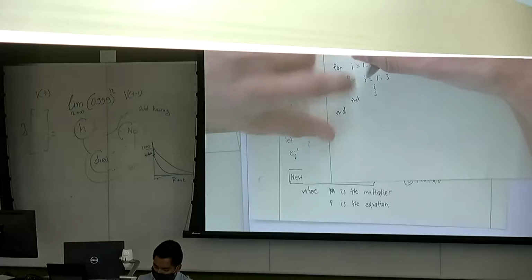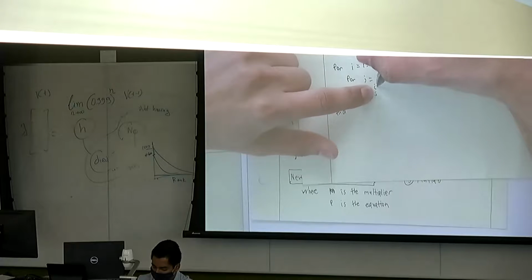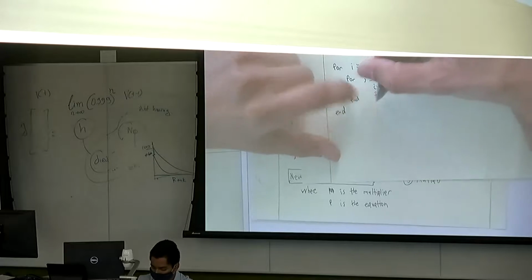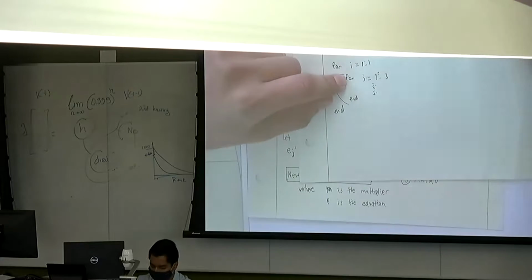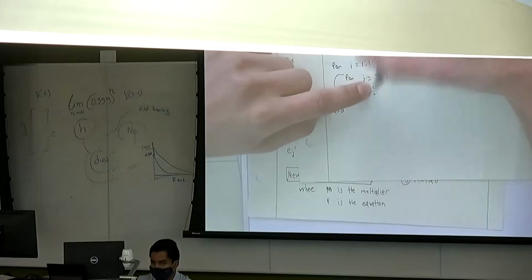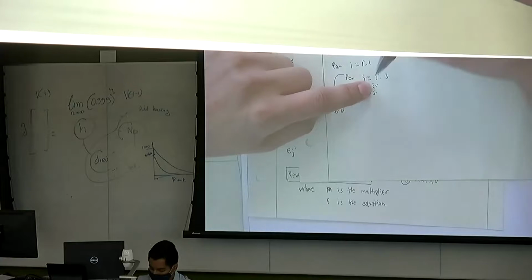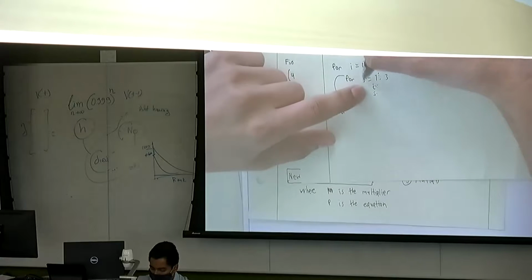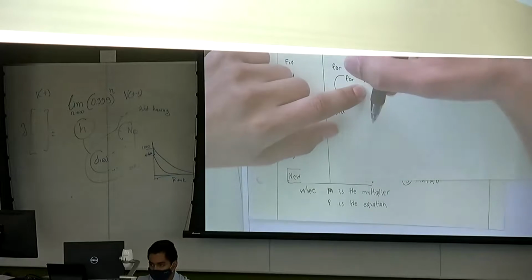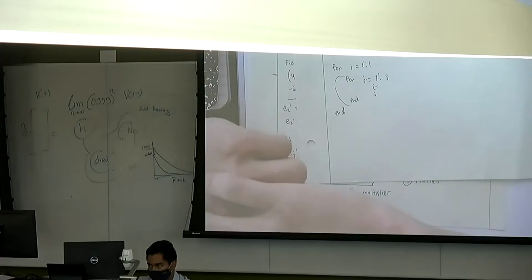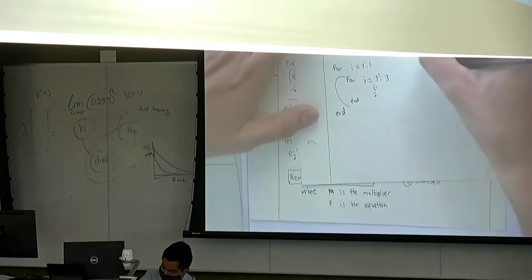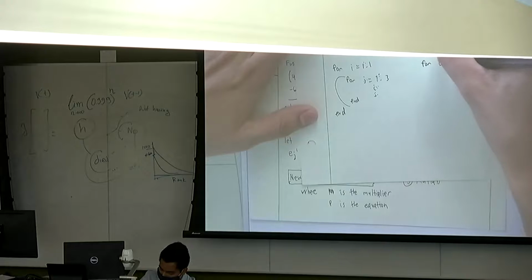So we're going to start: I equals 1, J equals 1. Back to the top. J equals 1 plus 1, 2. I equals 1, J equals 2. Back to the top. I equals 1, J equals 2 plus 1, 3. Now we're done, right? Let's do a couple more of these.